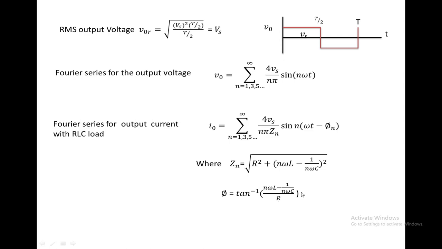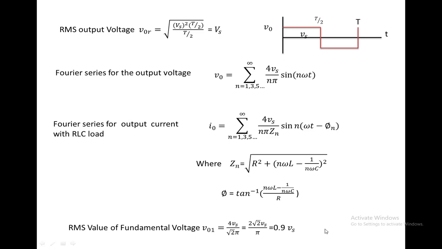Suppose you want to find the RMS value of the fundamental voltage, this is the maximum voltage divided by root 2 where n equals 1. So 4 Vs by root 2 pi, we get 0.9 Vs. In the previous class, for the half bridge inverter, the RMS value of the fundamental voltage we got was 0.45 Vs, but here it is 0.9 Vs. Nothing but the output power is increased by 2 times.